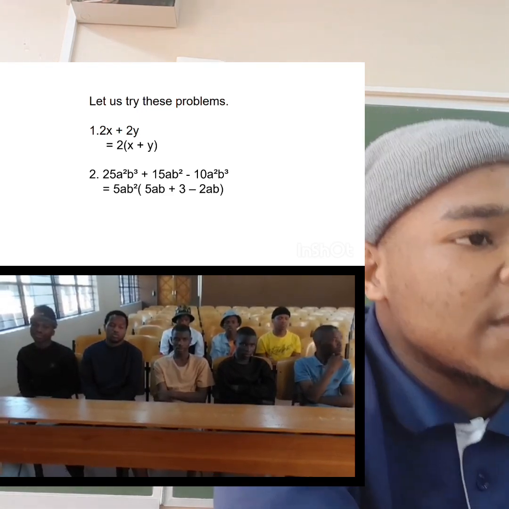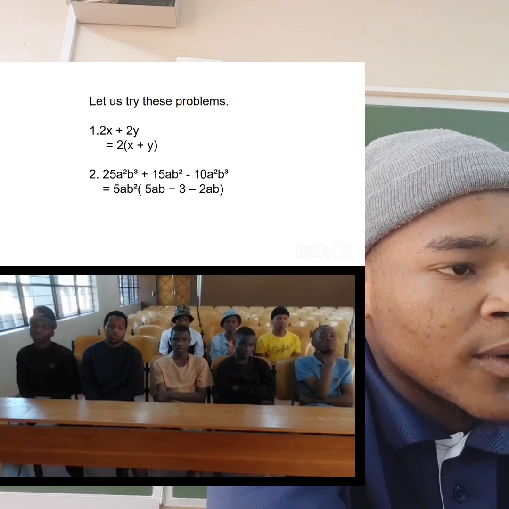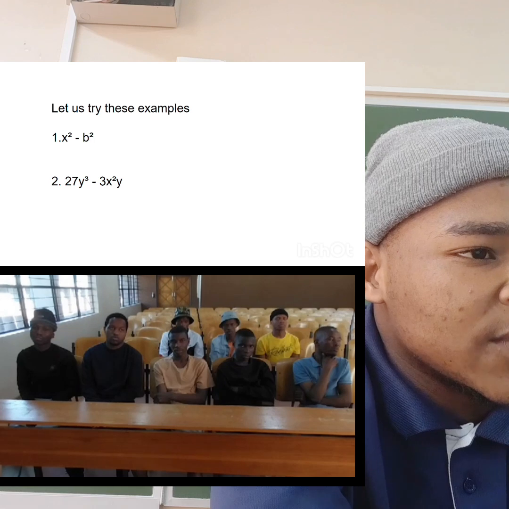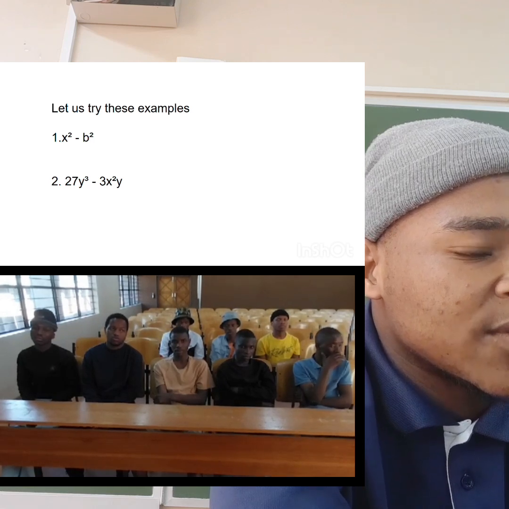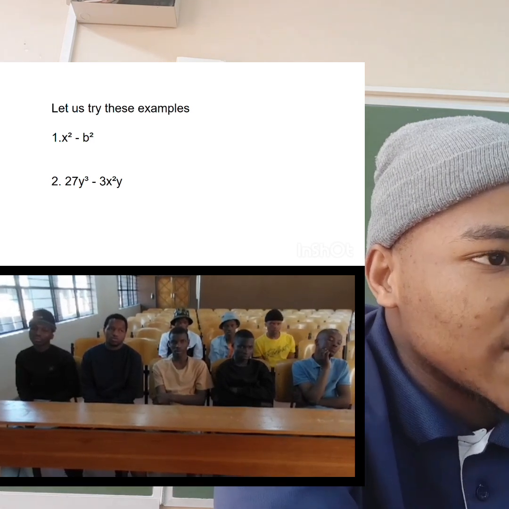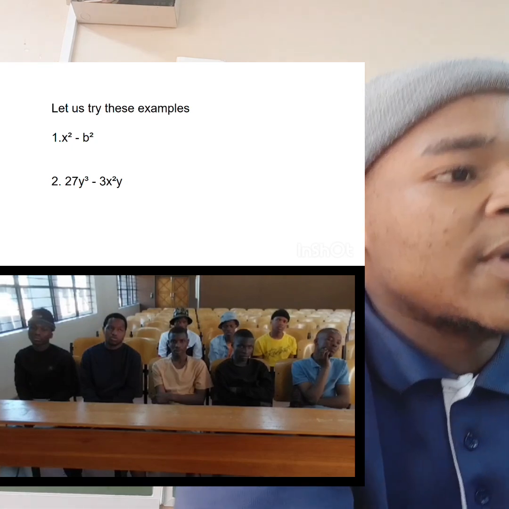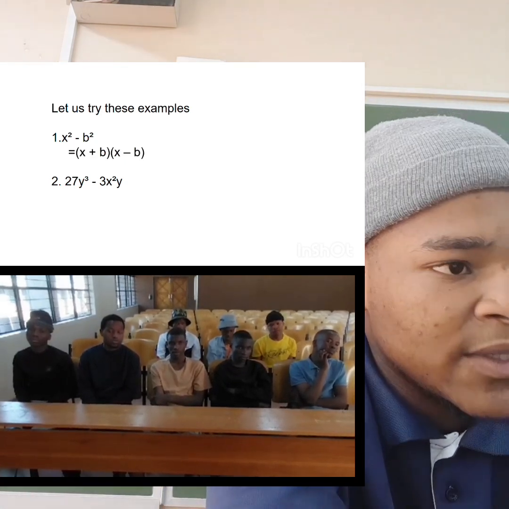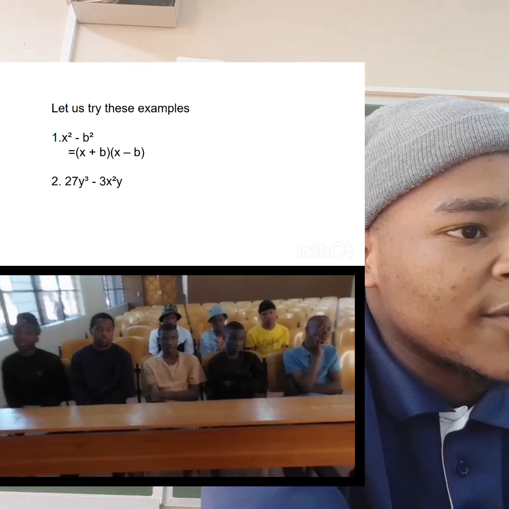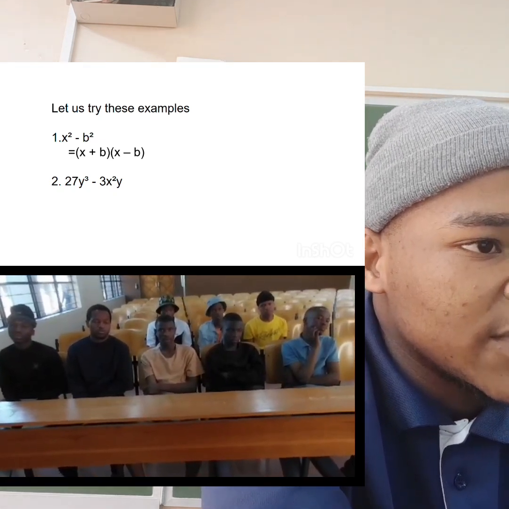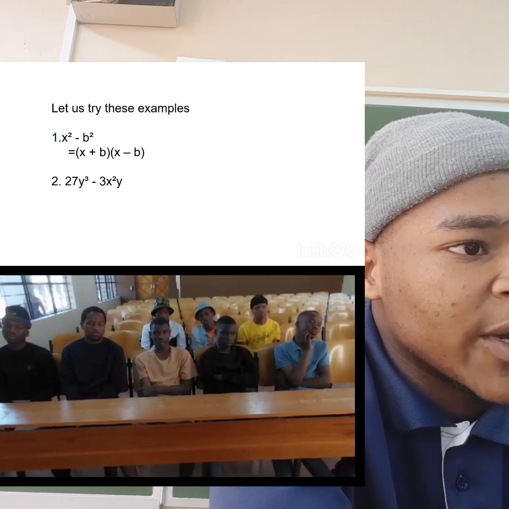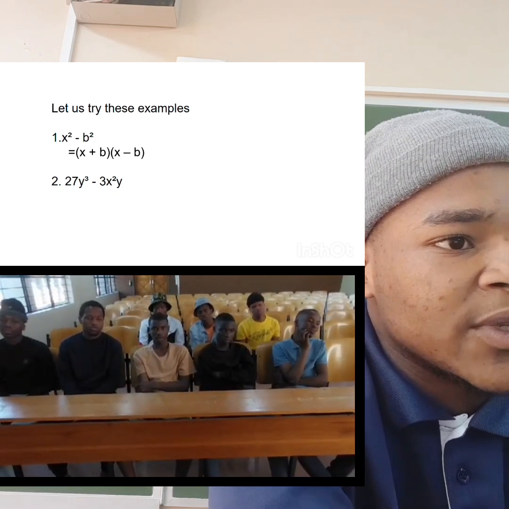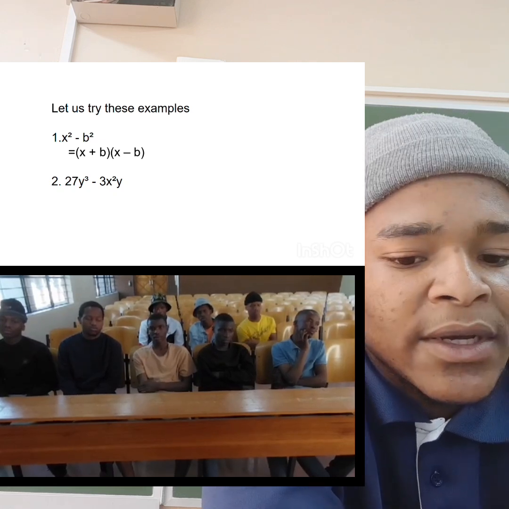Other examples for difference of squares. The first one is x squared minus b squared, and this one we have the answer will be open bracket x plus b close bracket open bracket x minus b close bracket.